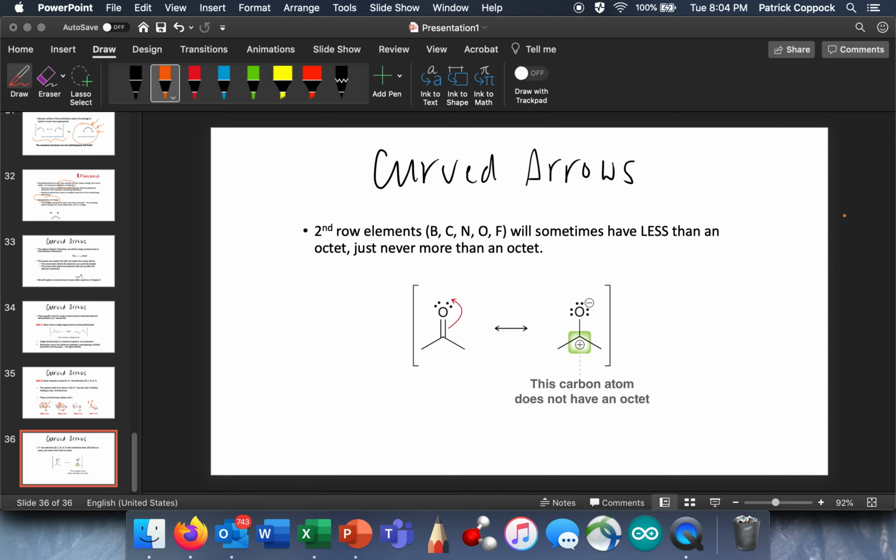Okay. So we've seen that second row elements will never have more than 10 electrons, but occasionally they have less. So here's the structure of acetone. And this is actually a legitimate curved arrow. So you've got pi electrons here. It is possible for these guys to come up here and make an anion, right? And if they do that, it's going to leave a carbocation in its wake. It does not have an octet, but this does happen.